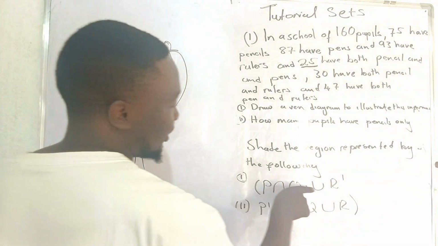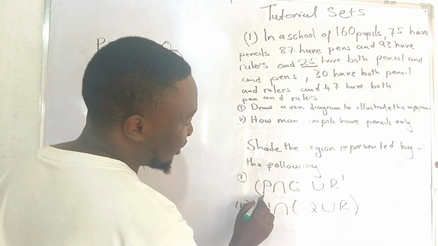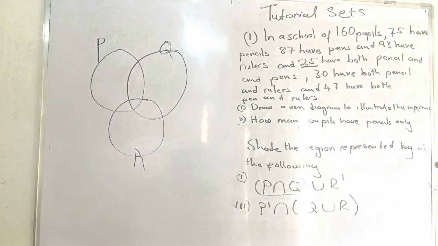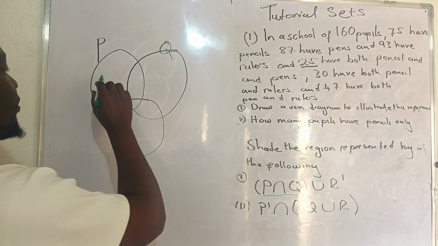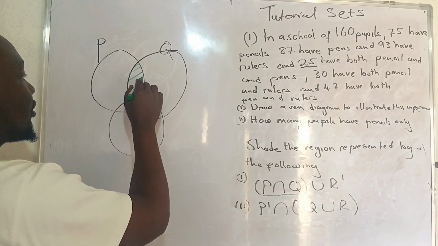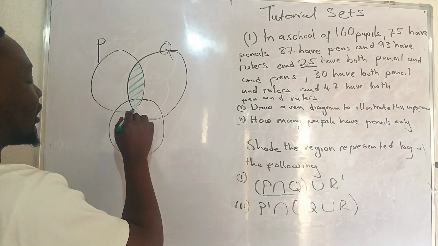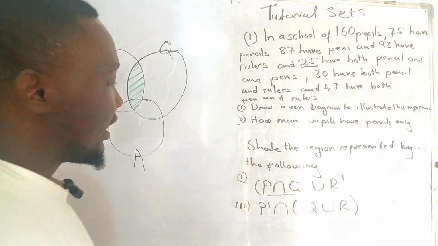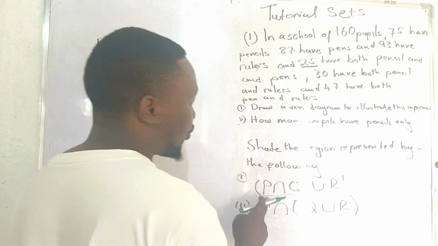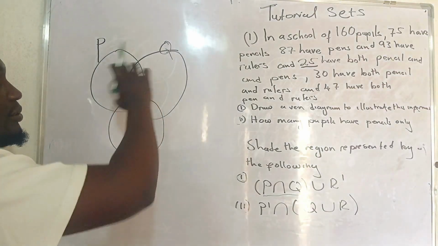So you shade it as you go. The first thing that you are told is to shade the region P union Q. P union Q is this region. You shade region P union Q. That is what you shade. Then on the region that you shaded, you're told to shade P intersect Q. This is P intersect Q.